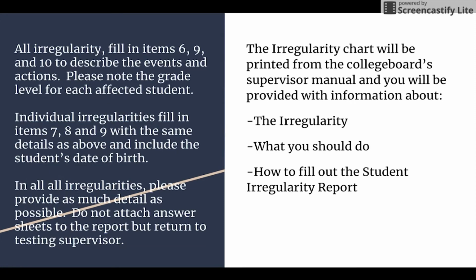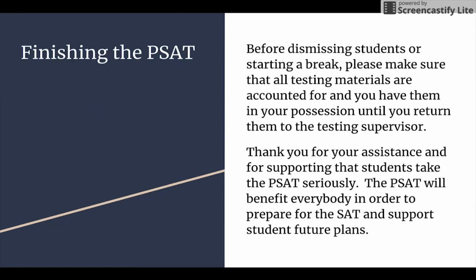All irregularities are filled in items 6, 9, and 10 to describe the events and actions. Please note the grade level for all students. Individual irregularities are on items 7, 8, and 9 with the same details, but this time with the student's date of birth. So there's a group irregularity, and then there are individual irregularities. With all irregularity reports, just provide as much detail as possible. The chart will be printed from the College Board Supervisor Manual. It'll have the irregularity, what you should do, and how to fill out the irregularity report.